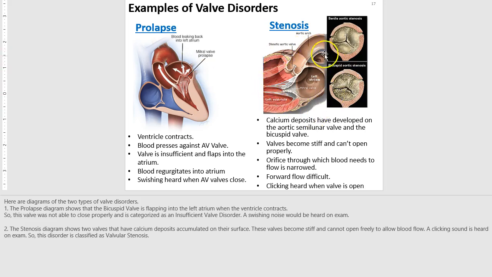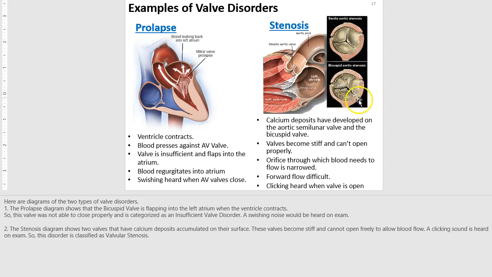In the second picture, we see two valves that have the same condition in this heart. They're both stenotic. This is called valvular stenosis, and that means hardening. So calcium deposits have formed on these valves, and they've become stiff, and so they can't open properly. They kind of remain partially closed like this.